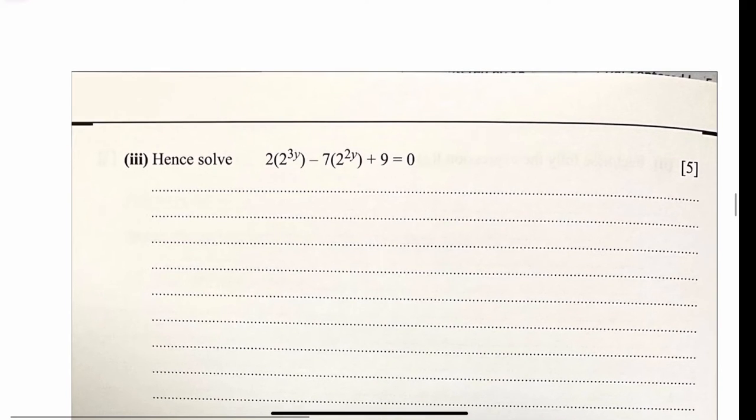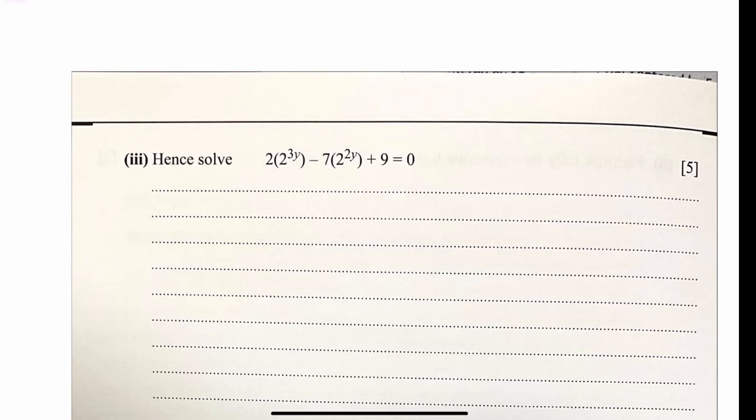Okay, the last part of this question is a bit strange. It says, hence solve 2x³ upon 2 to the power of 3y minus 7, 2 to the power of 2y plus 9. Right, how this is labelled is very important. It's labelled part 3, which typically means it refers back to something you've already done in the question. And also the "hence" really is a big clue that it's doing that as well.